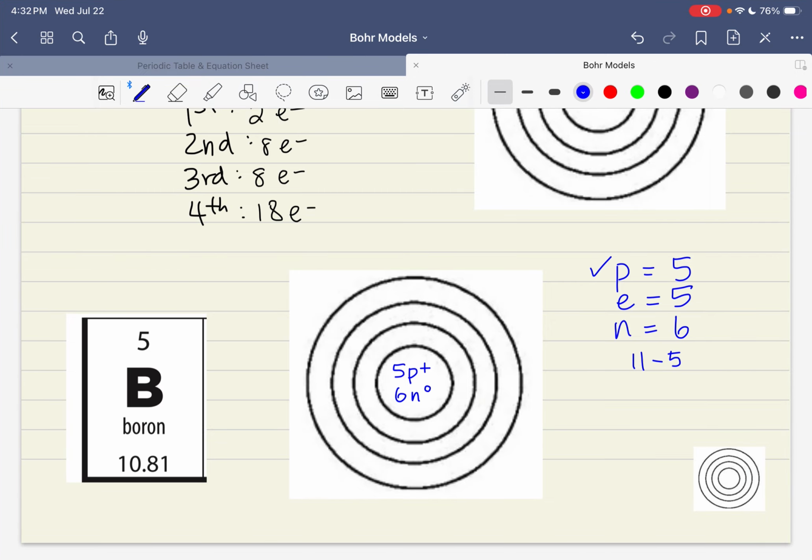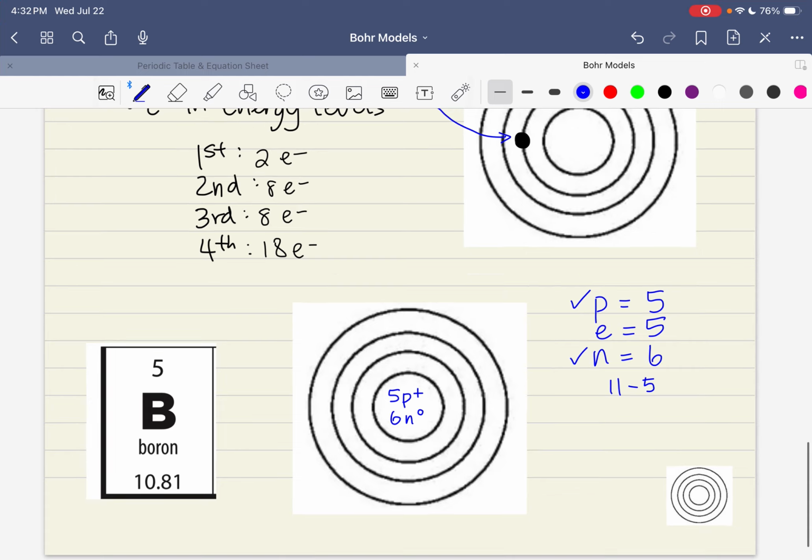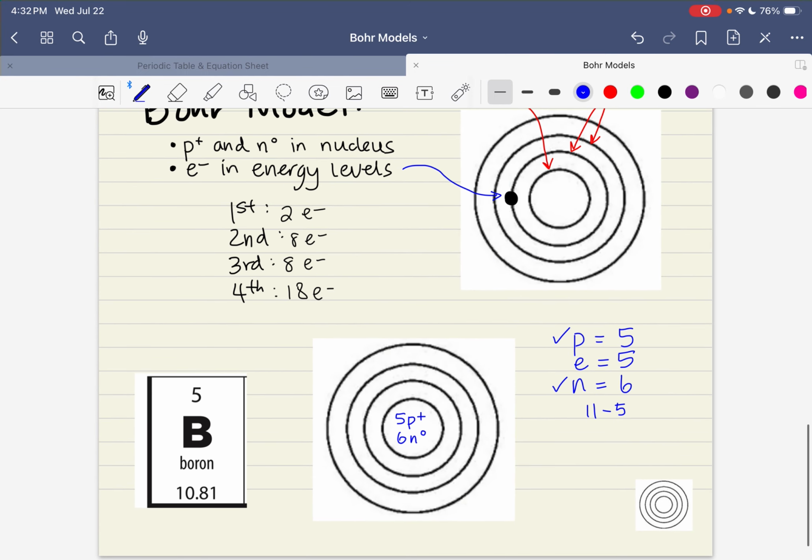So I've done my protons and my neutrons. Then I'm going to put in my electrons. We remember that electrons are in the energy levels, so they're going to be circles. Really important, this is not an energy level, this is the nucleus, and we don't put electrons on our nucleus. So we're going to start here. I need a total of 5 electrons. I'm going to put 2 electrons in that first energy level.